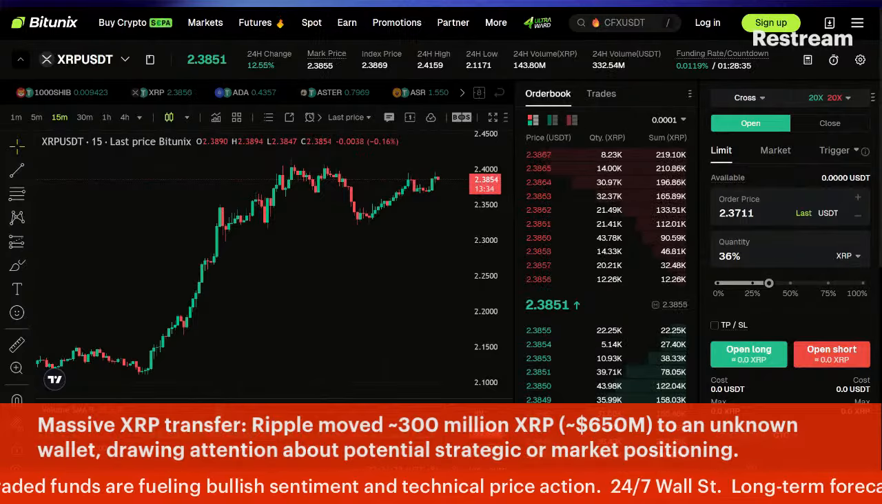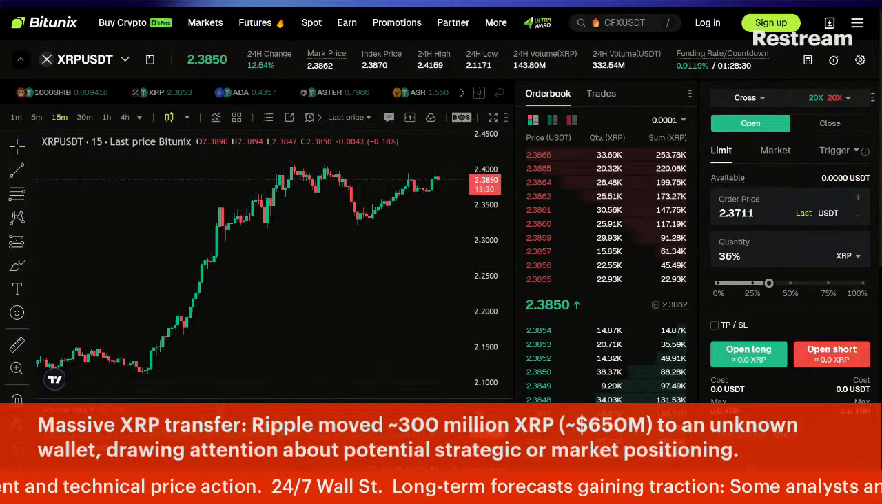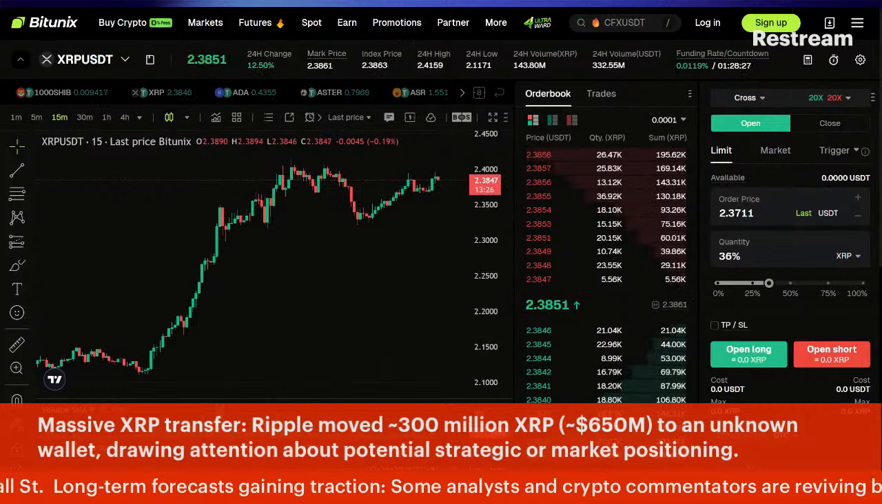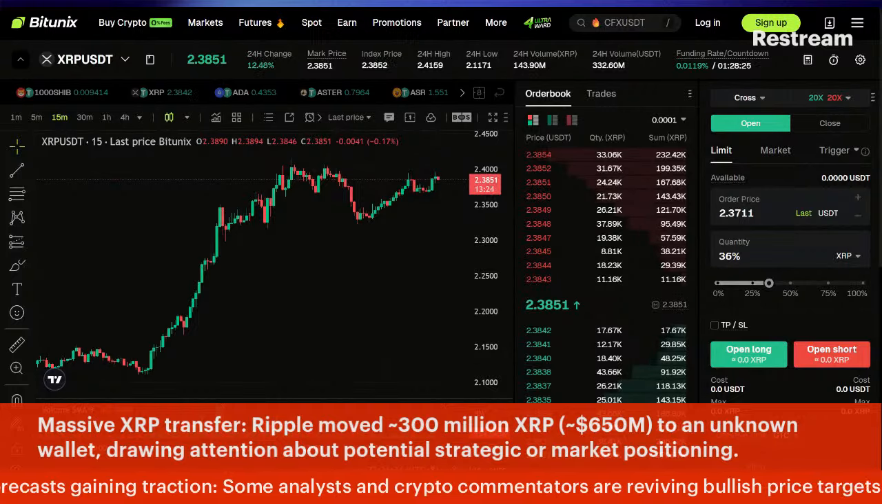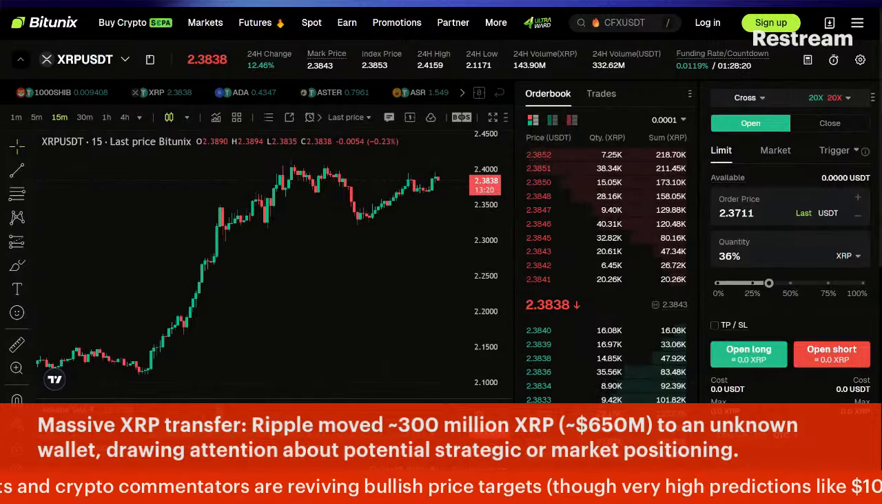So my simple plan is, if XRP dips back near $2.33 to $2.35 and I see a rejection, wicks, or maybe a bullish candle, I look for a long entry with a tight stop just below $2.30. The first target is the mid-range around $2.40, and the second target is around $2.45 to $2.48.